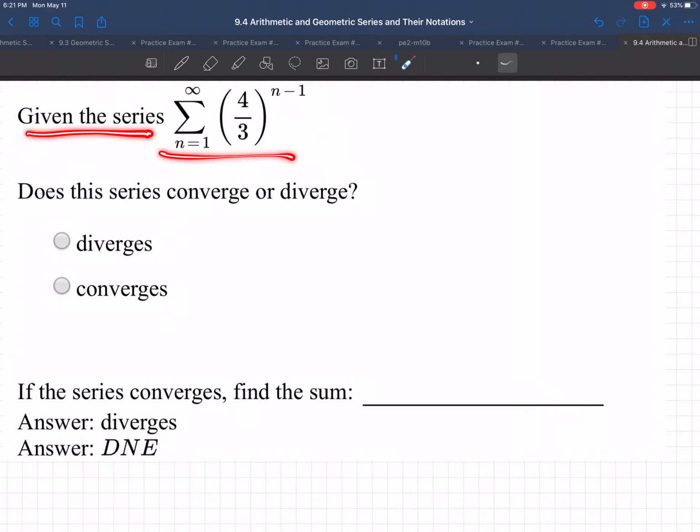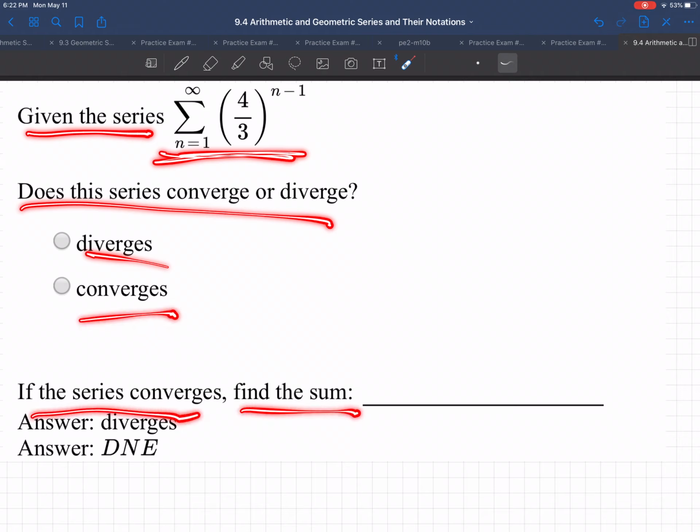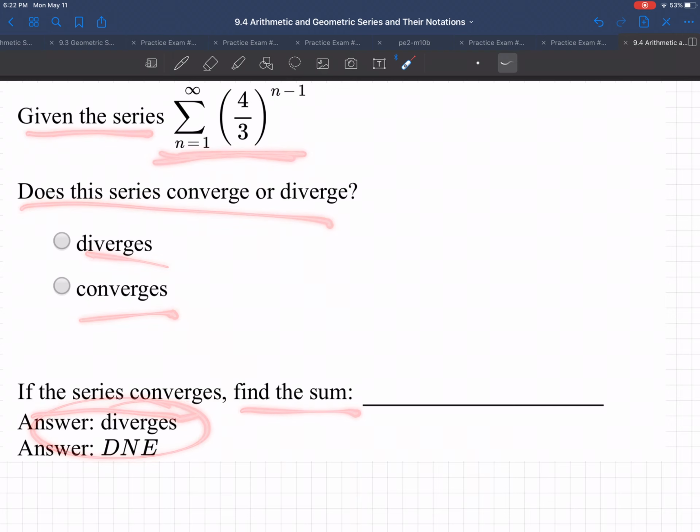Given the series, and they give us a formula here, does this series converge or diverge? And if it converges, find the sum. You can see the answer is it diverges here. Let's see how they found that out.